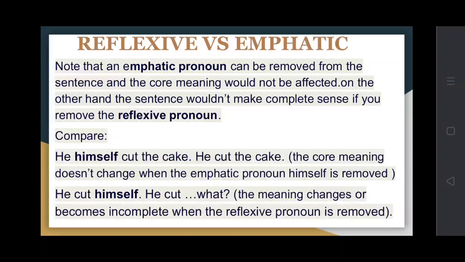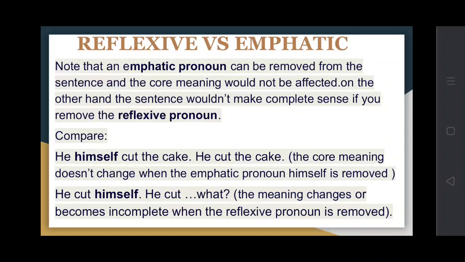And one more thing: an emphatic pronoun can be removed from the sentence and the core meaning would not be affected. On the other hand, the sentence wouldn't make complete sense if you remove the reflexive pronoun. Let us compare. Let's see the sentence, he himself cut the cake. Or we can write, he cut the cake. If we remove himself, it makes sense, isn't it? Same sense. So the core meaning doesn't change when the emphatic pronoun himself is removed.